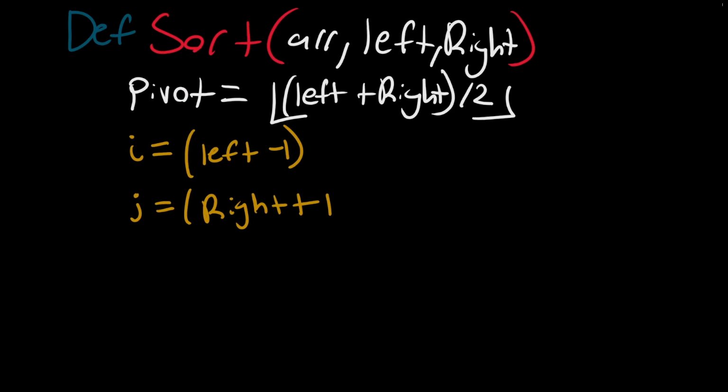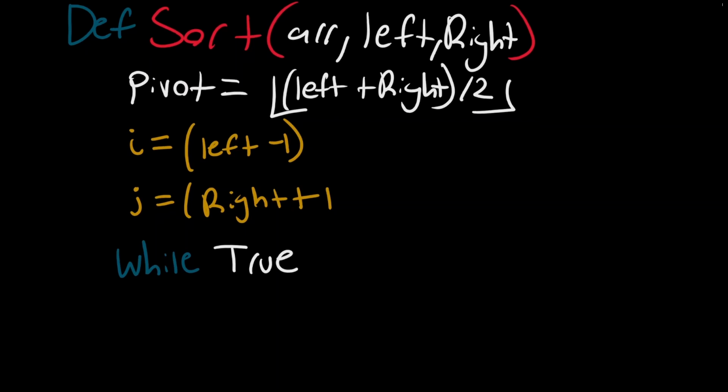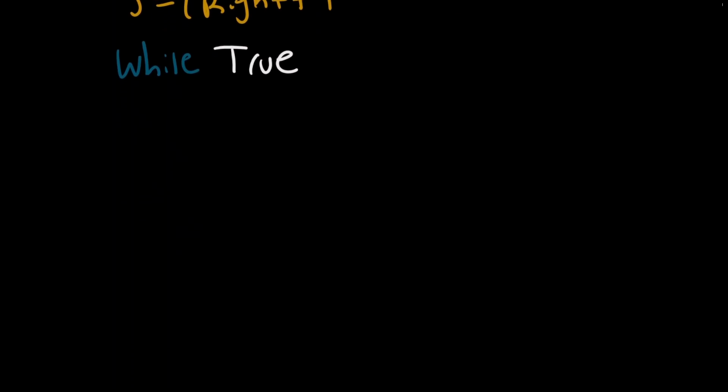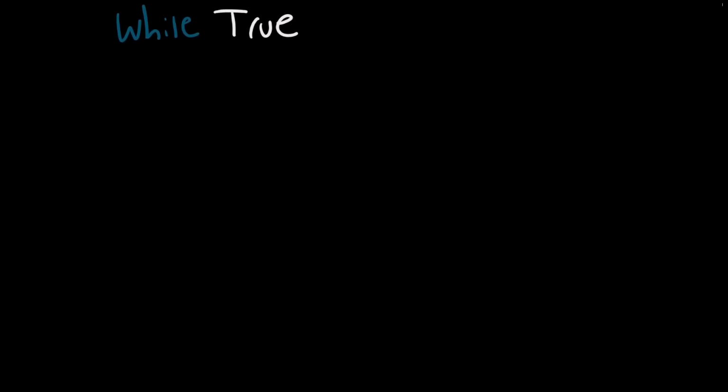So now we're going to create a while loop down here, and we're just going to say while true, we're going to do these two actions. So we know i and j and the pivot. While true, what actions are we going to do? Now here the question begins. Remember the question we asked.